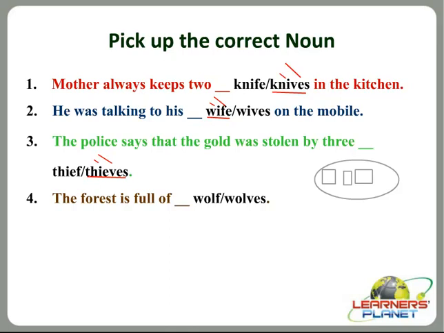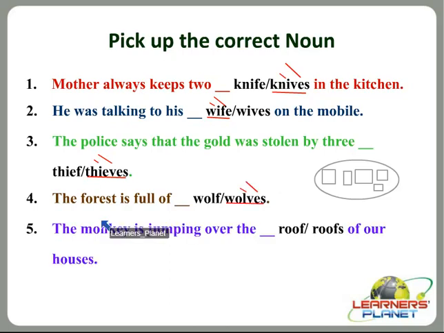Alright students, look at the drawing. So when there is more than one wolf, the F changes to VES and the correct answer is wolves. The forest is full of wolves. Very important one. The monkey is jumping over the dash of our houses. The monkey is jumping over the roof or roofs of our houses.